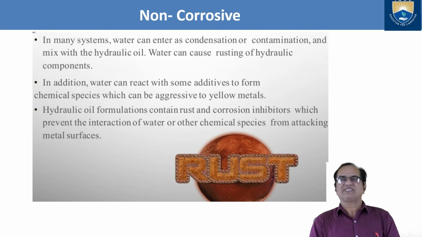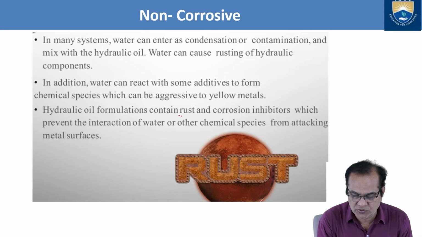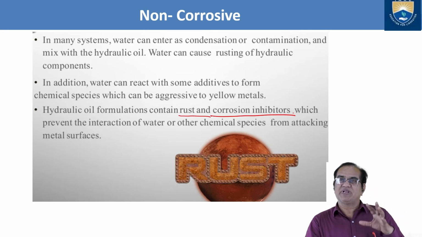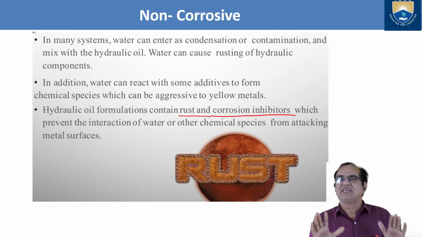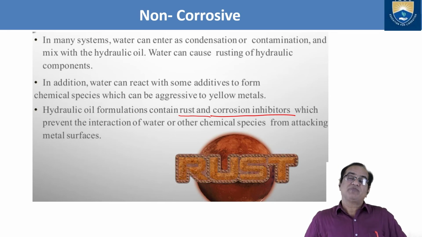Hydraulic oil formulations contain rust and corrosion inhibitors. So in hydraulic fluid, what? We have to use rust and corrosion inhibitors. There are some materials which are mixed in the oil so that rust and corrosion should not take place wherever this hydraulic fluid is used, which prevents the interaction of water or other chemical species from attacking metal surfaces. So we should make sure that the hydraulic system where we are using it should be very much corrosion resistant. Rust should not form. So we have to mix some inhibitors. Those inhibitors are preventing the formation of rust on the system.